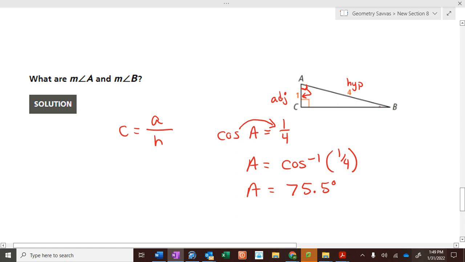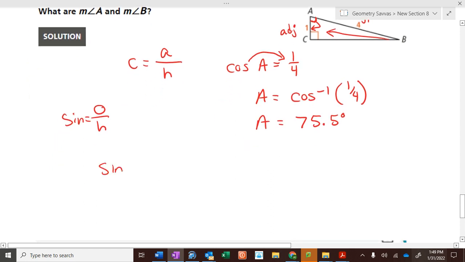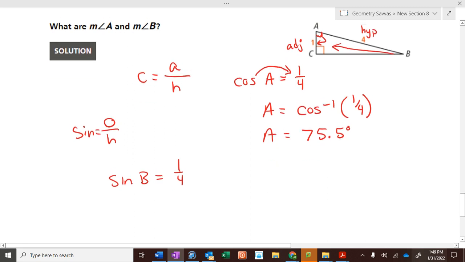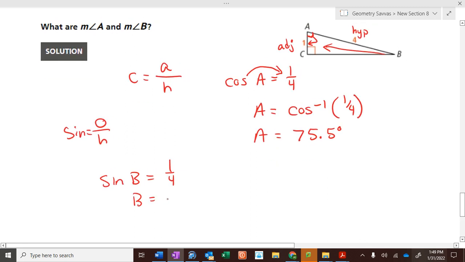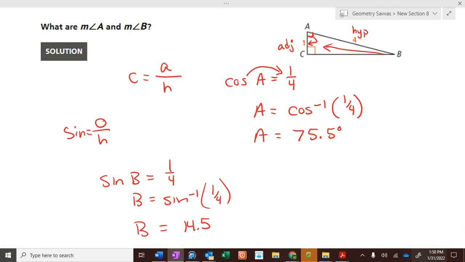Let's find B. B, what's 1? Opposite. So 1 would be the opposite. So to find angle B, opposite and hypotenuse are what? Sine. So the sine of angle B is 1/4, because opposite over hypotenuse. So you do the same thing. Do the inverse sine of 1/4. 14.5, right? Now, somebody add up A and B.